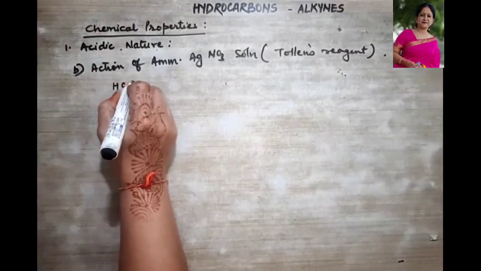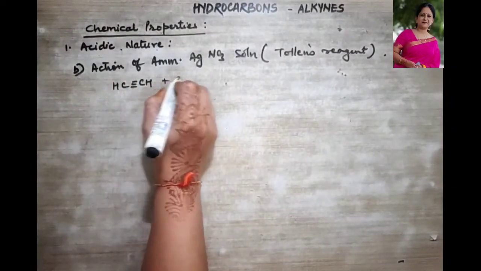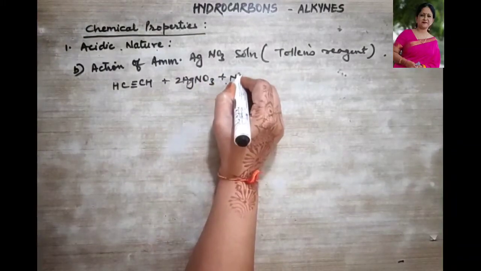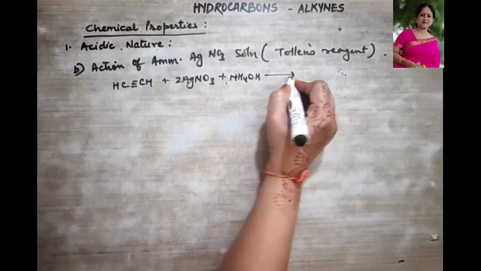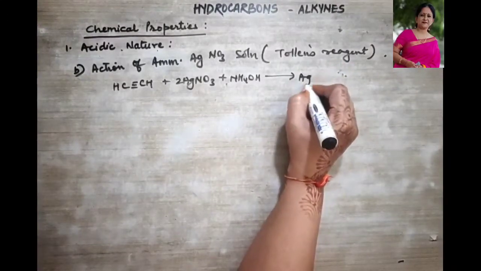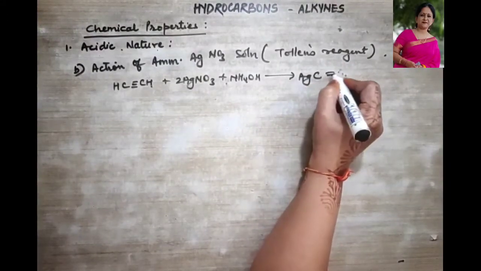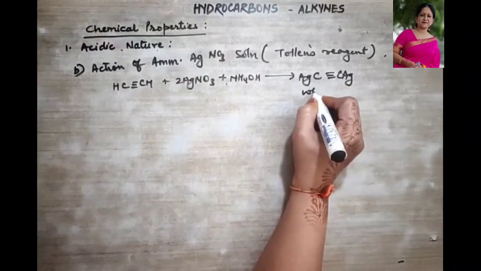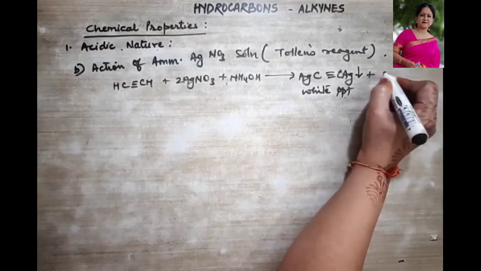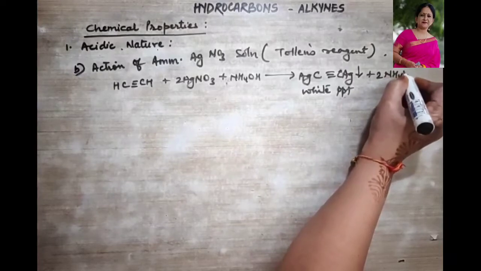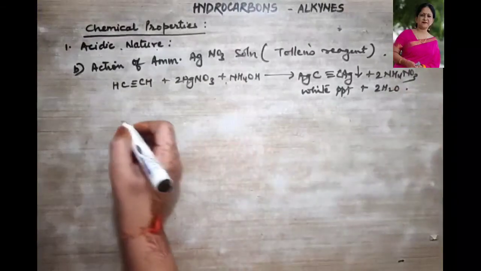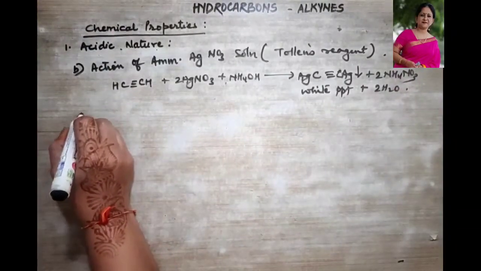Okay, so this is your ethyne when treated with your silver nitrate, which is ammonical, so we need NH4OH over here. So this is going to give you a disilver salt, which is a white PPT. Okay, this is a disilver salt which is a white PPT. Clear? And it is going to give us NH4NO3 plus 2 molecules of water. Clear?